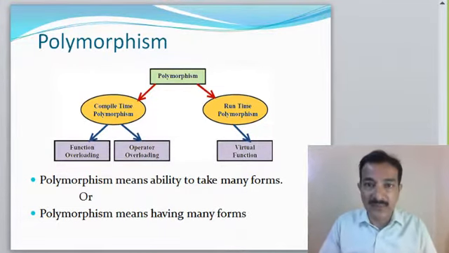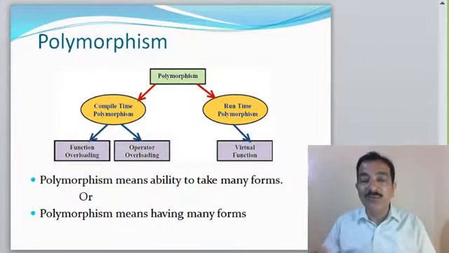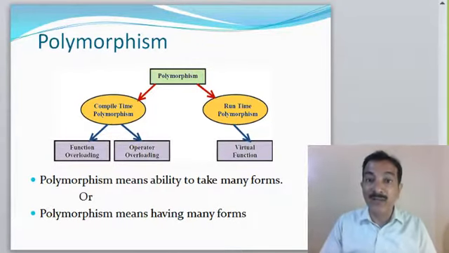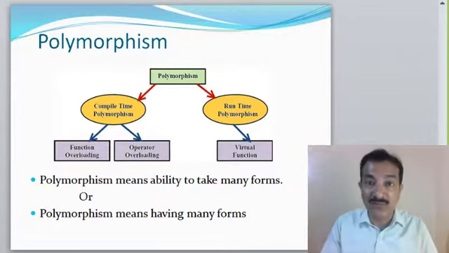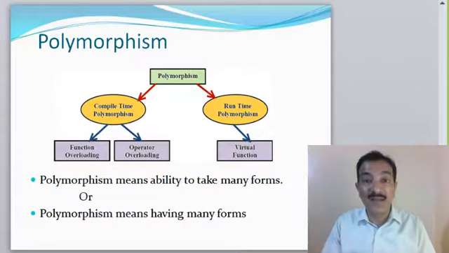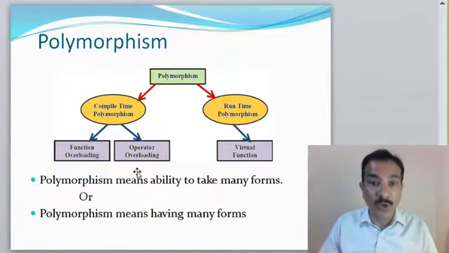Those functions are created. The other one is a virtual function, wherein the compiler does not know. We will get into more details. The compiler does not know at compile time which function it has to execute. So at runtime it makes the decision. So this is compile time, that is function overloading and operator overloading.